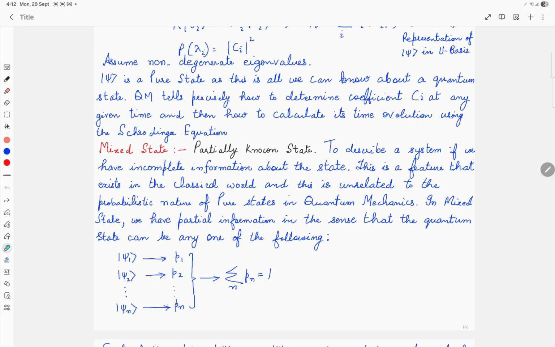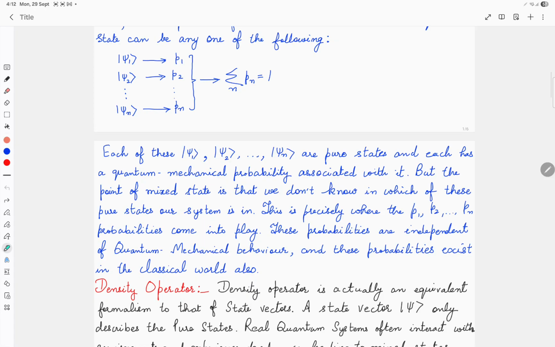So that is why we say that we have partial knowledge about the system when the state is mixed, and we have the full knowledge about the system when we have the pure state. That means we know that the state of the system is ket psi. We have no ambiguity that the state of the system is either ket psi 1 or ket psi 2 or ket psi n.